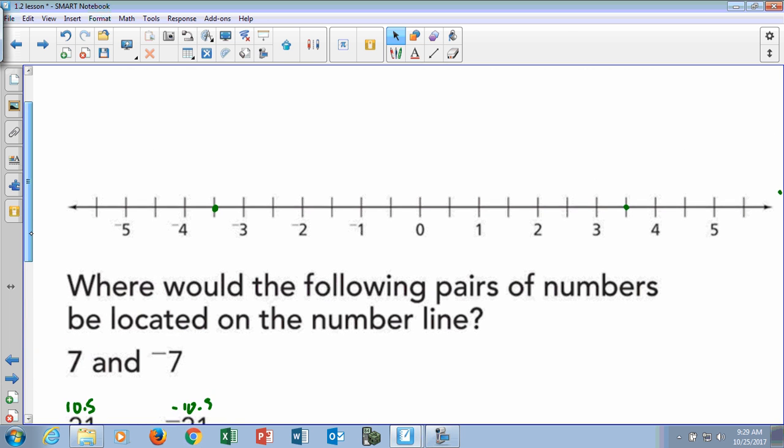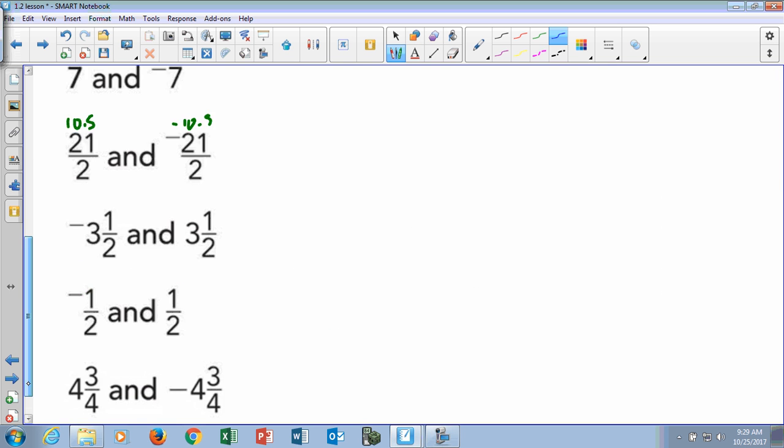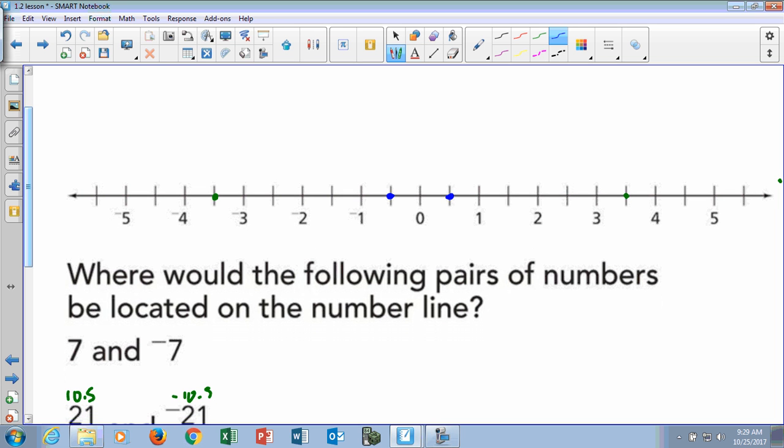All right, so 1/2. And then what was the last one? 4 3/4 and -4 3/4. Well, if this line right here is the 1/2, right? Isn't 3/4 halfway between 1/2 and the whole? So right there, here's 4 3/4.